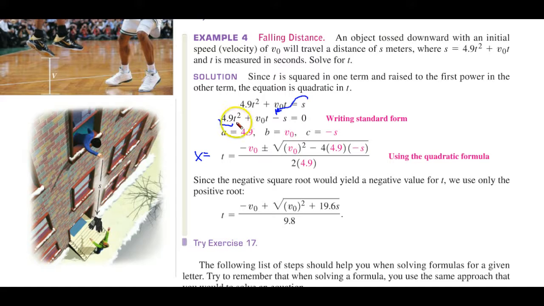Now 4.9. Our b is our velocity. Our c is a negative s. And we substitute it carefully. And again, that's as far as we can go, because we don't know what our initial velocity is. They just want you to solve it for t. And notice that even though we have a plus and minus in our formula, we will only be interested in the positive root.